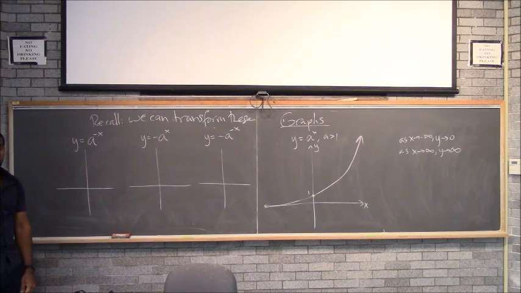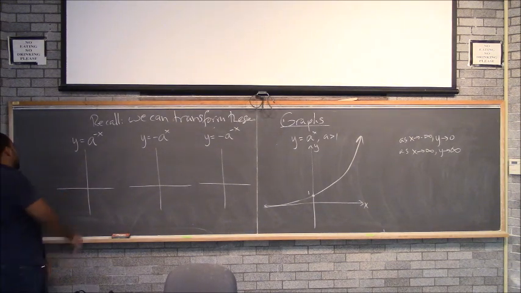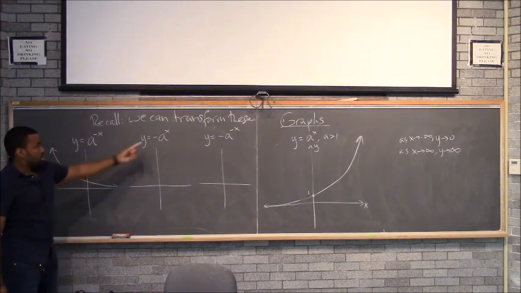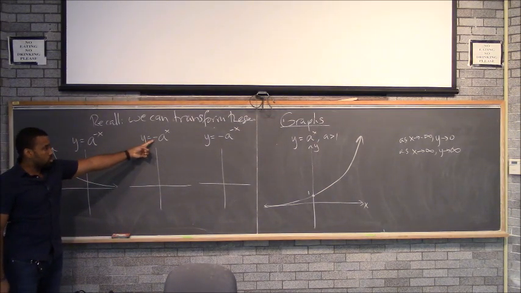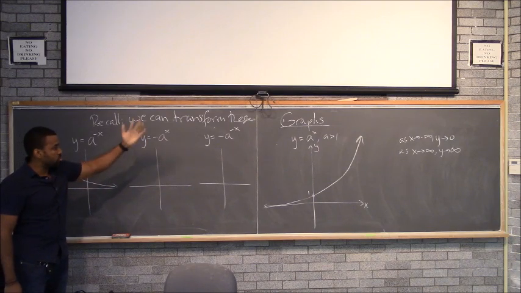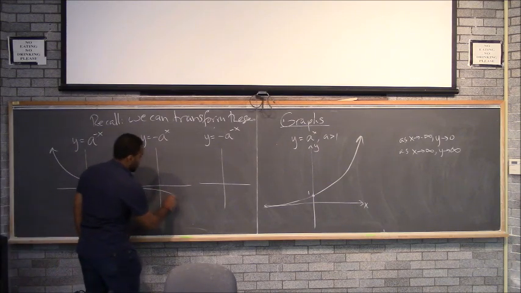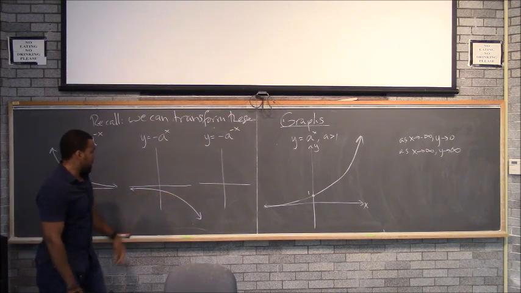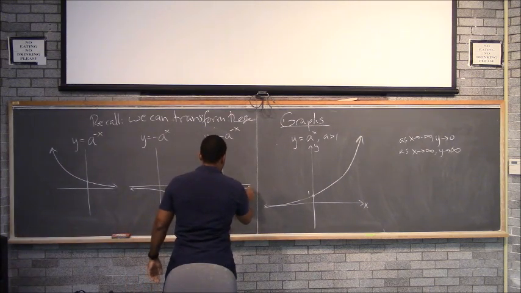Reflection where? Across the x-axis. So across here? No, across the y-axis, right? So that graph is going to look like that. This one, when I make the outer value negative, that reflects in the x-axis. So that will look like that. And then this one is just reflecting that, so that one would look like this.